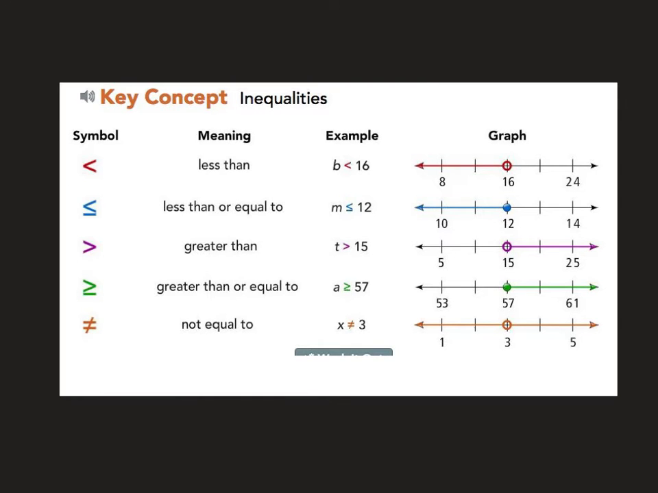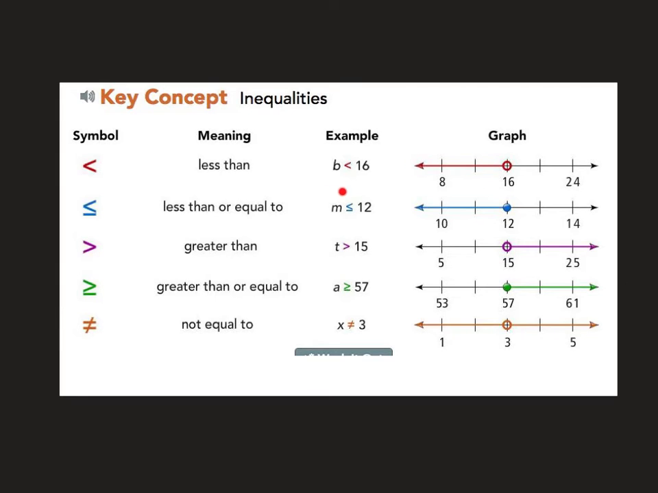All right, these are just examples of how to read a graph. So let's look at this one. B is less than 16. When you see the variable, all it means is B is any number, but it has to be less than 16. So here we are. It starts at 16. It goes off to the left, so left, less. And the circle is open, so that means that 16 is not a possible solution. So it's only numbers that are less than 16.